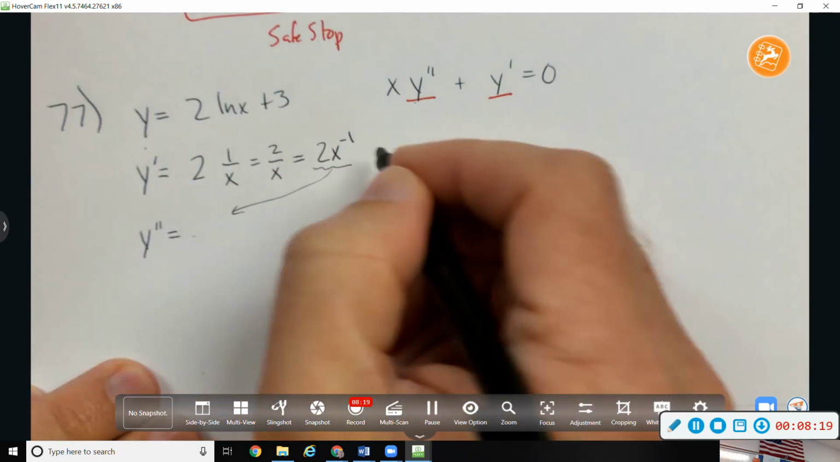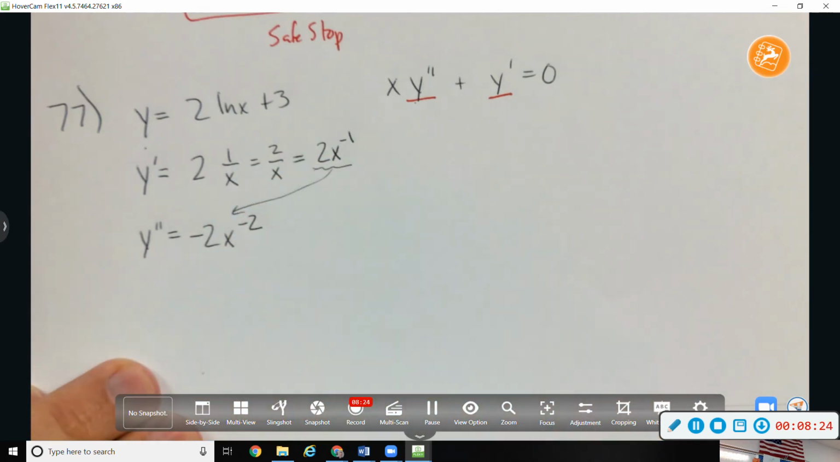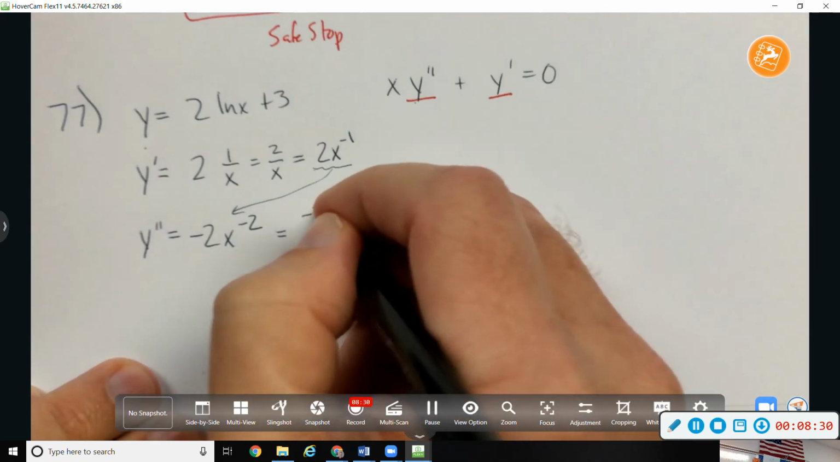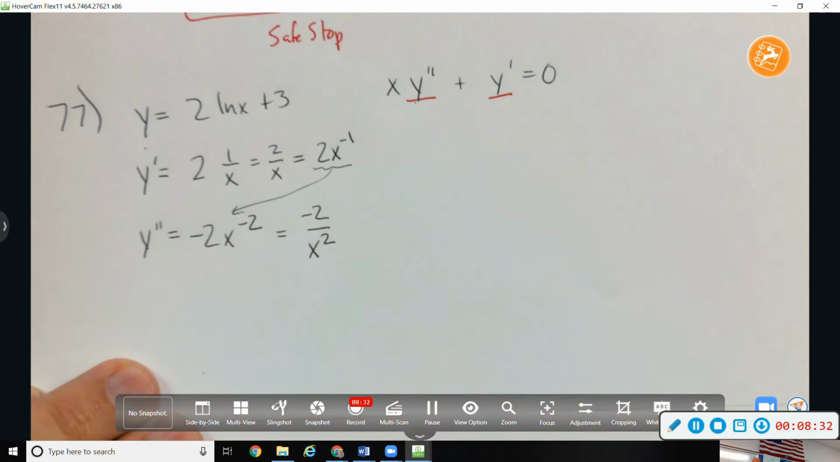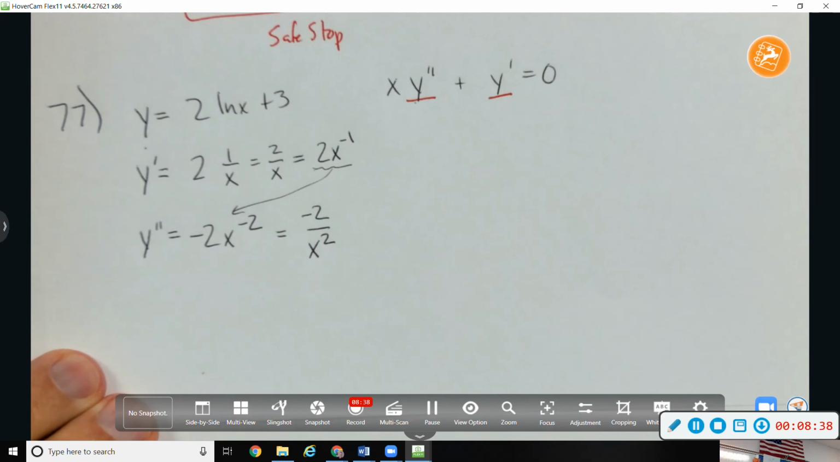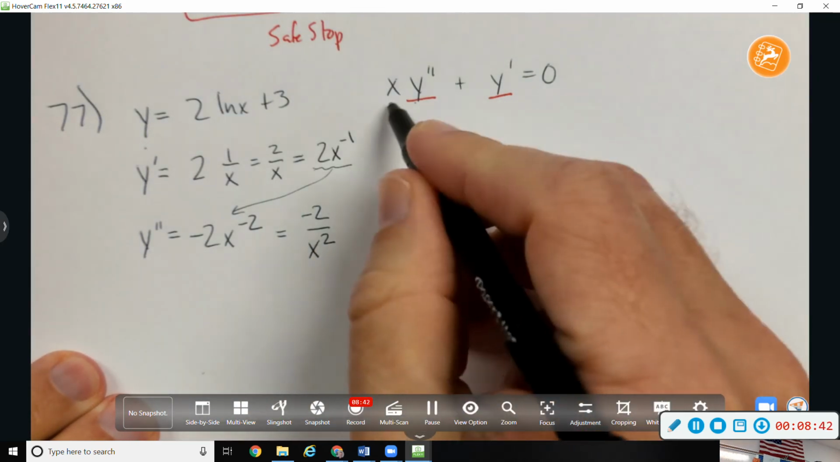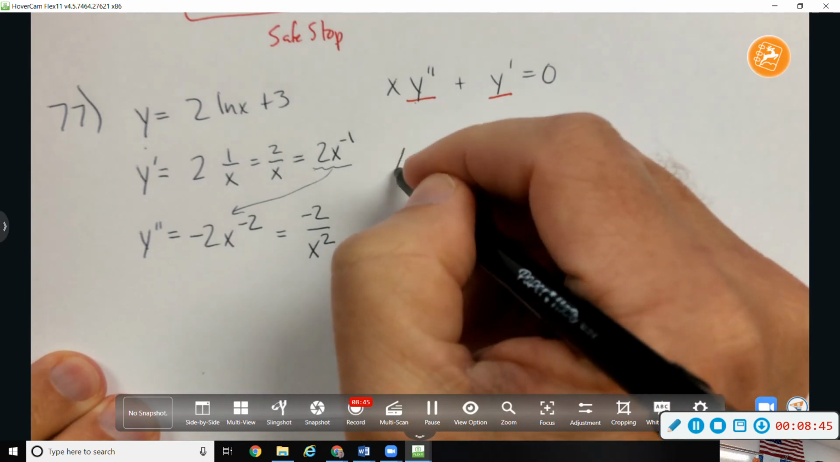So the negative comes down front, the power goes down by 1, so negative 2x to the negative 2. And then we could algebra our way back to negative 2 over x squared if we wanted to. Again, kind of just depends on the situation as to which of those is preferable. So now let's plug those into this equation they gave us and see if it works.